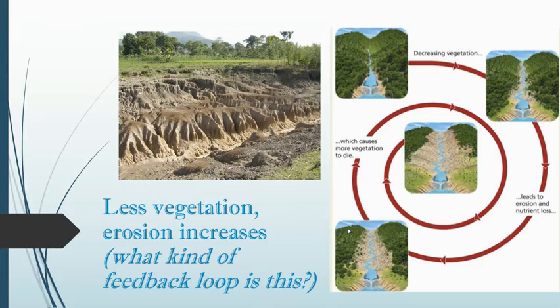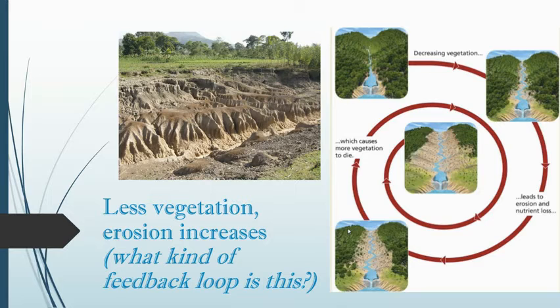And so here's a good question. Is this a positive or a negative feedback loop? Well, if you take a look at the spiral on the right, decreasing vegetation leads to erosion and nutrient loss. And with fewer nutrients, there's less vegetation. With less vegetation, there's more erosion. So this is what we consider a positive feedback loop.